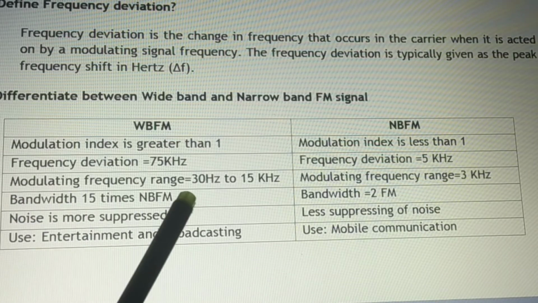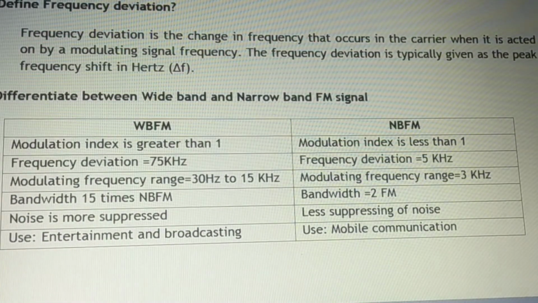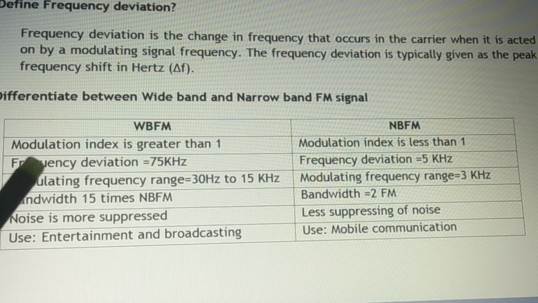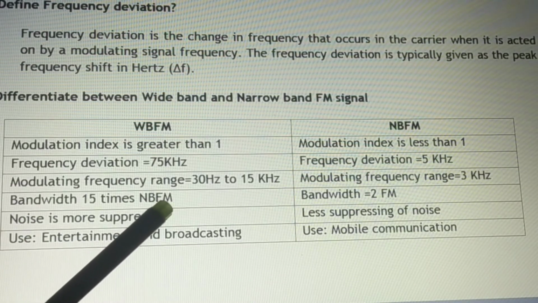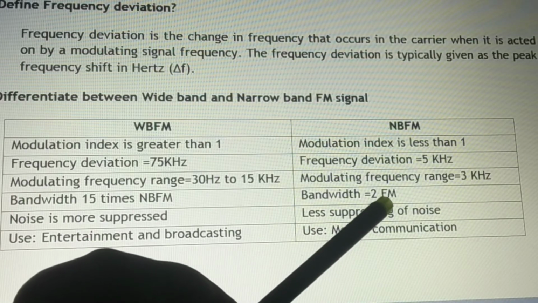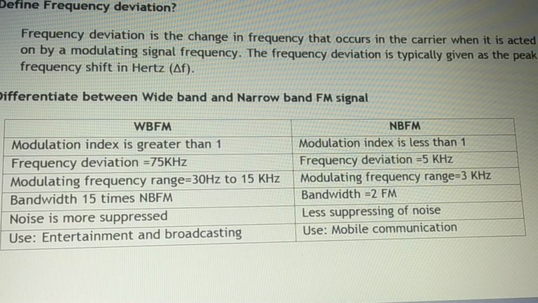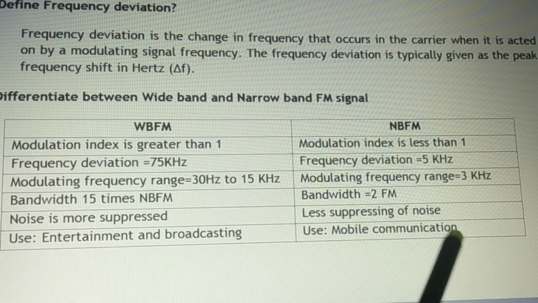The modulating frequency is 30 Hz to 15 kHz for wideband frequency modulation. For narrowband frequency modulation, the modulating frequency range is 3 kHz. For wideband, the bandwidth is 15 times that of narrowband. For narrowband, the bandwidth is equal to twice the modulating frequency. In wideband, noise is more suppressed; in narrowband, there is less suppression of noise.